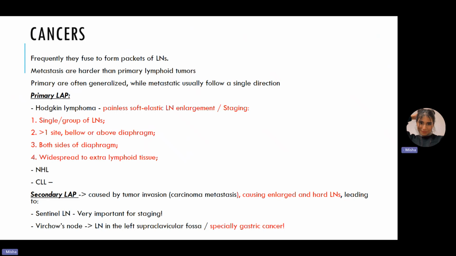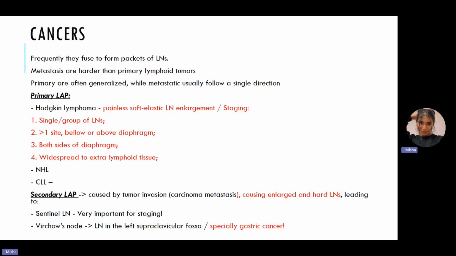So basically when we're talking about these Hodgkin lymphomas, for example, what is the most important thing you would need to do? Painless, soft and elastic lymph node enlargement, and then the staging is something that is also quite helpful. They can ask you, how do we stage them? Is it single or in a group? Is it more than 1 centimeter? Is it below or above the diaphragm? Is it in both, for example? Is it only above? Is it only below? Is it on both sides of the diaphragm? Is it widespread to extra lymphoid tissues, for example?